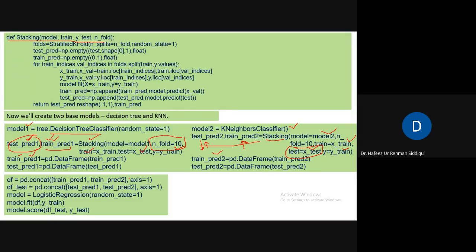Now you just concatenate those two results. You have here concatenated the test results and train results. Apply logistic regression. Make a model. First make a logistic regression model and apply the logistic regression on DF. And what is the DF? DF is this. And y_train is the label. So this will then give you some prediction score.